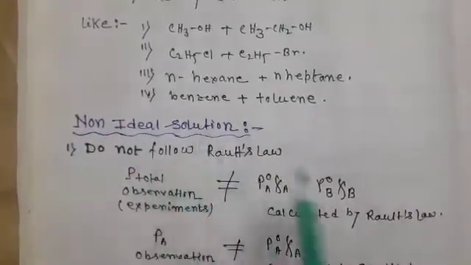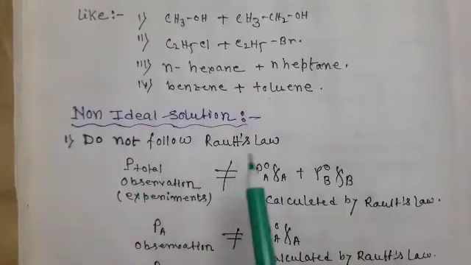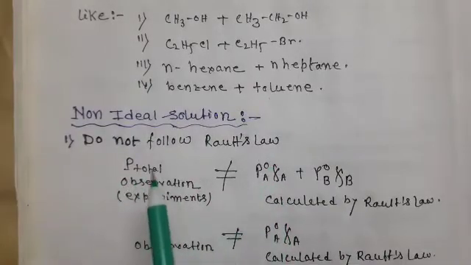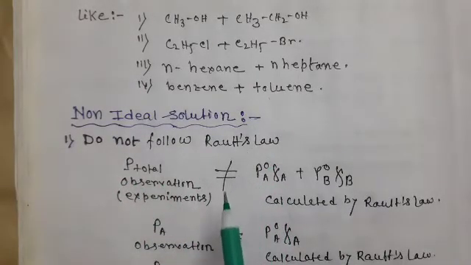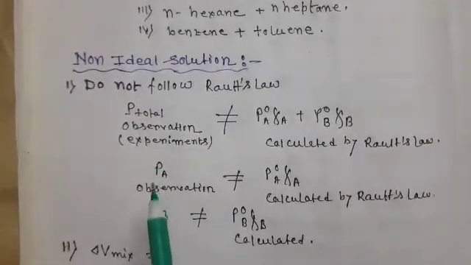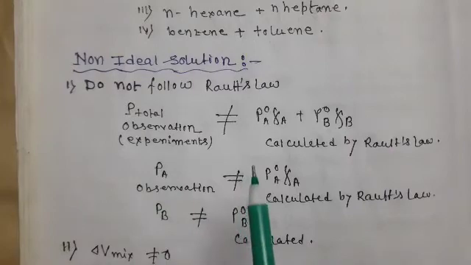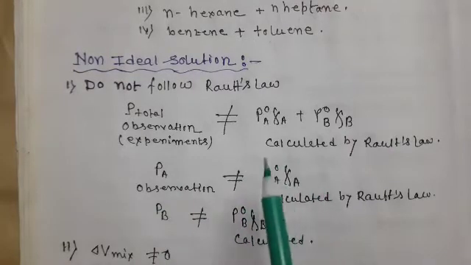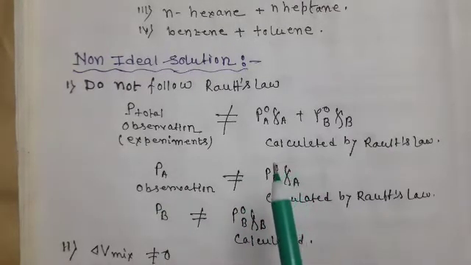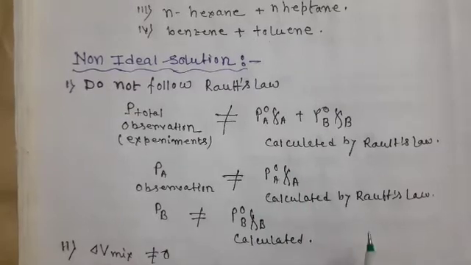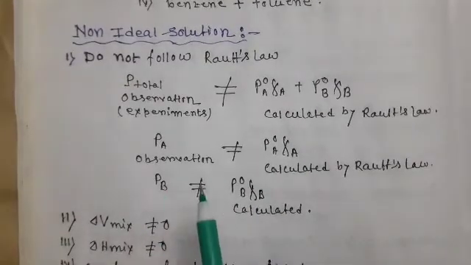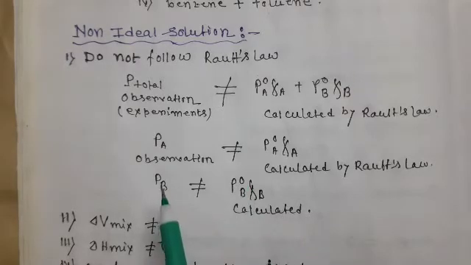Next, the non-ideal solution. It does not follow Raoult's law. That means P observed experimentally does not equal P calculated by Raoult's law. Similarly, the partial pressure of A observed does not equal the partial pressure of A calculated by Raoult's law. Similarly, PB does not equal P naught B χB calculated by Raoult's law, that is, measured or observed by experiment.